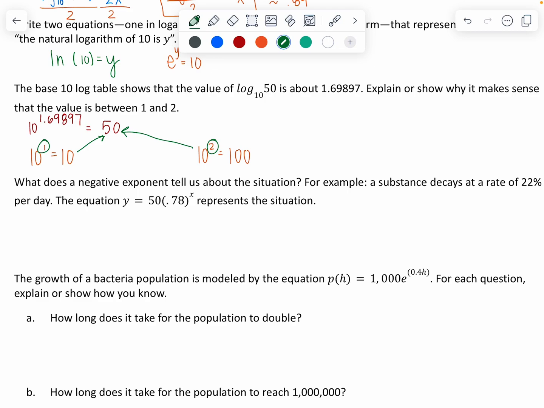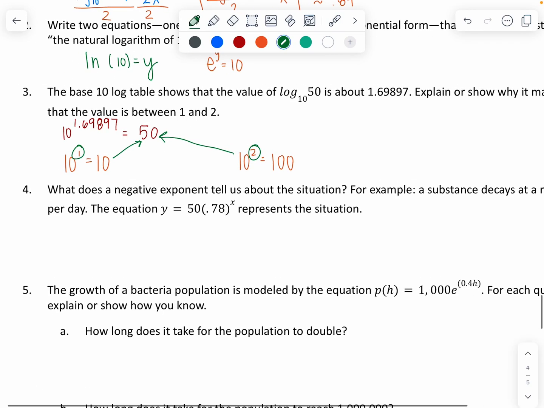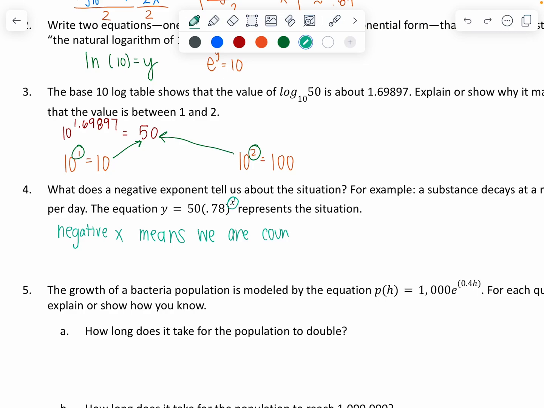What does a negative exponent tell us about the situation? For example, a substance decays at a rate of 22% per day. The equation y equals 50 times 0.78 to the x represents this situation. So if we were to put a negative exponent into there, negative x would mean that we're going backwards in time, or counting days before, or time before.